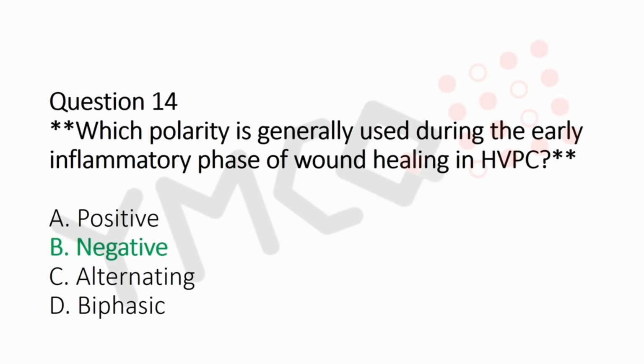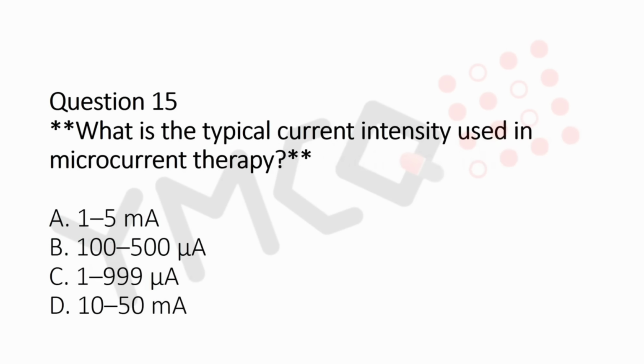Now let's move to question number 15. What is the typical current intensity used in microcurrent therapy? Option A, 1 to 5 milliamperes. Option B, 100 to 500 microamperes. Option C, 1 to 999 microamperes. Option D, 10 to 50 milliamperes. And the answer is option C, 1 to 999 microamperes.